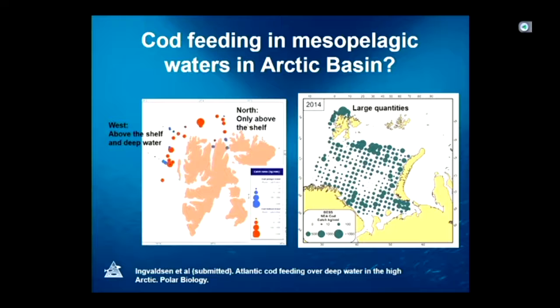But if we identify the cod in this transect, we only find it above the shelf. We don't know why, but you just see it has some different distribution patterns. So do the cod have the potential to spread out in the Arctic Ocean? That is still a challenging question. But if we look at the total cod population in the Barents Sea, we see there's a pretty large population up there north of Svalbard.